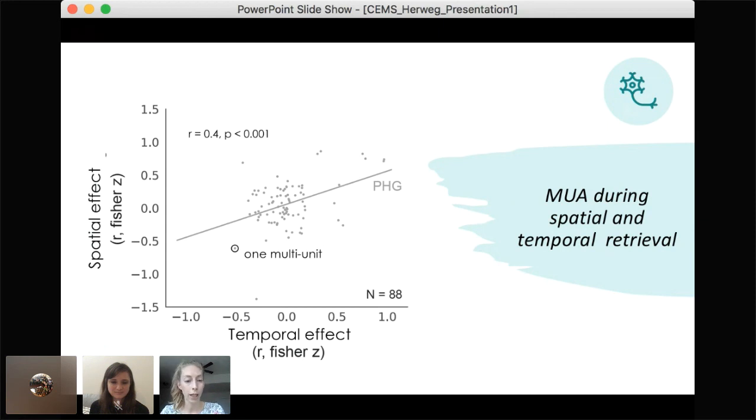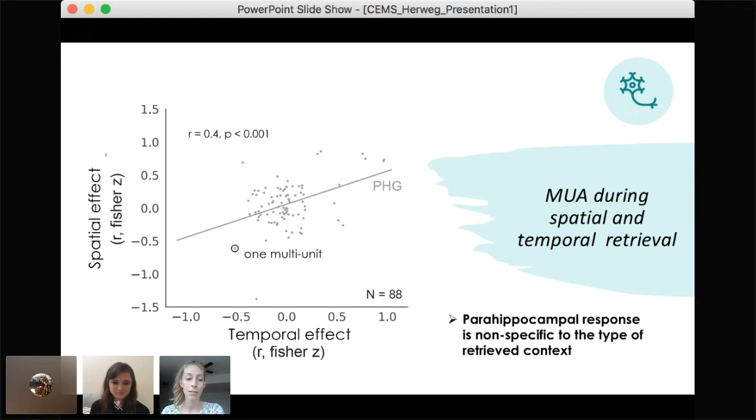It was a positive relationship, meaning that if a unit responds positively to spatial context retrieval, that same unit tends to also respond with a firing rate increase to temporal context retrieval, which suggests that units in the perihippocampal gyrus don't care what type of information is being retrieved. They are always responding in a similar fashion, suggesting that the perihippocampal response is non-specific to the type of retrieved context.